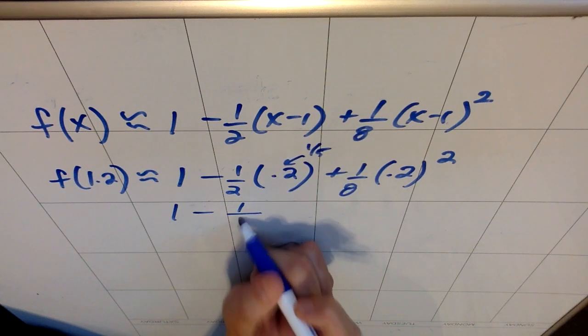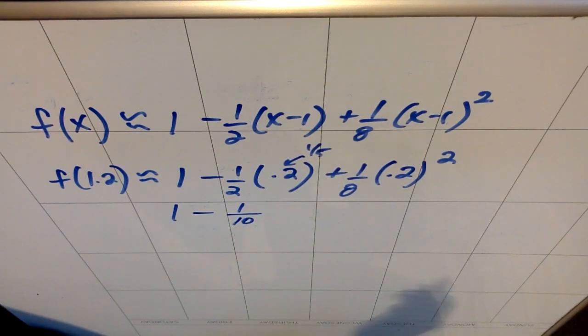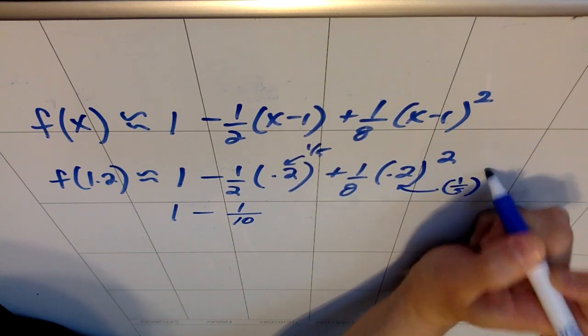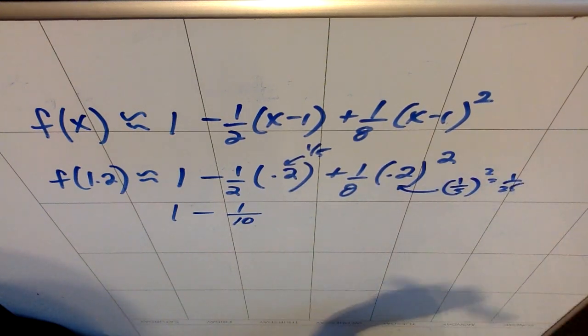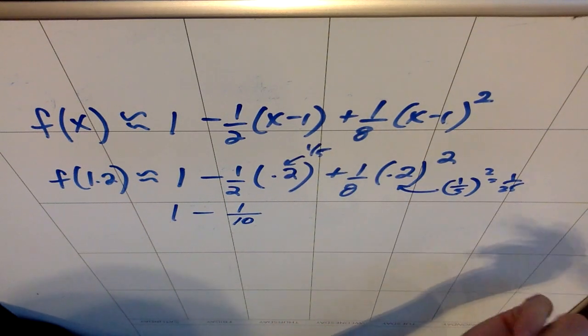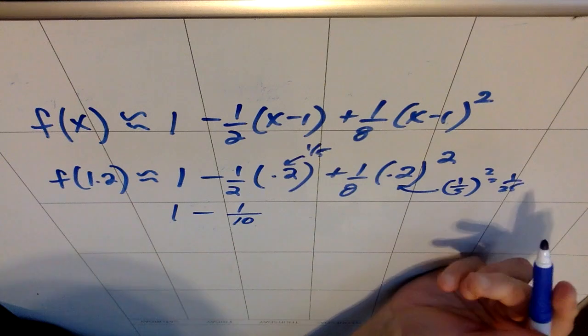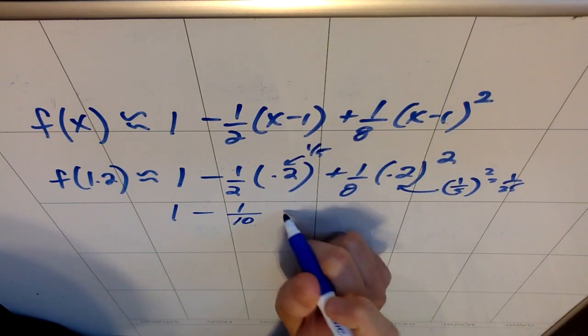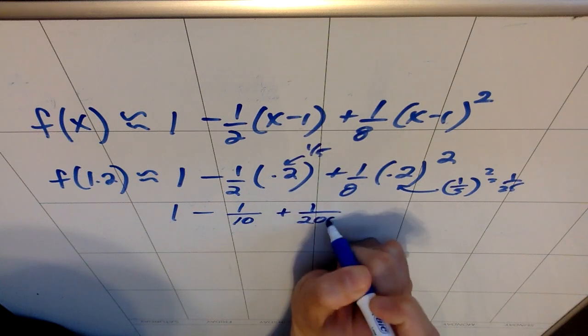Which is a 1/10, right? And that's not awful. We're pretty decent with 1/10. And by the same token, if this is a 1/5 squared, it's 1 over 25. And you can do 25 times 8, hopefully without completely breaking your spirits. 25 times 4 would be 100, so 25 times 8 is 200. So this is going to be plus 1 over 200, right?